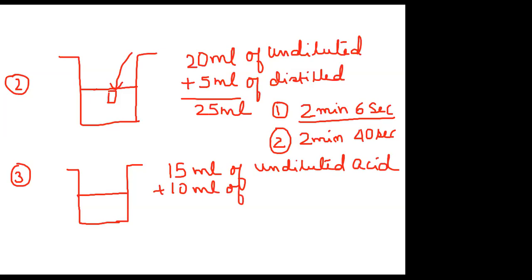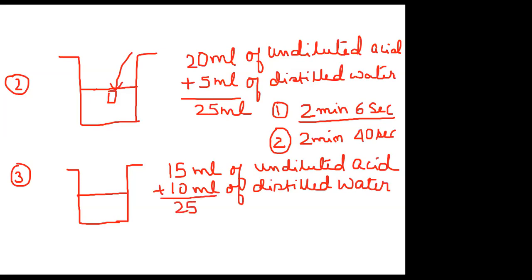Why will I take 10 ml of distilled water? Because we don't want any other impurities to be present, so we are taking distilled water. Here also I will write acid, and here also I will write water. This again makes it 25 ml, so the total amount of solution is 25 ml.